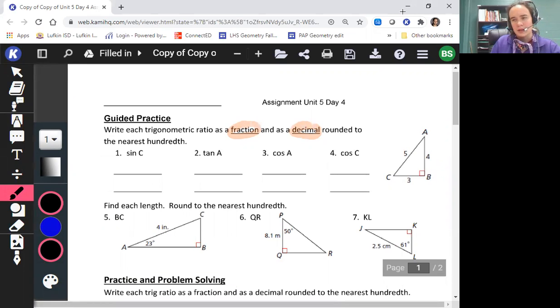So we need to label our triangle. Our hypotenuse is 5. And then we're looking first from angle C. So angle C is right here. Next to it is its adjacent. Across from it is the opposite. And we're looking for sine. Sine, remember, is opposite over hypotenuse. So we need opposite of angle C, which is 4, over our hypotenuse, which is 5.